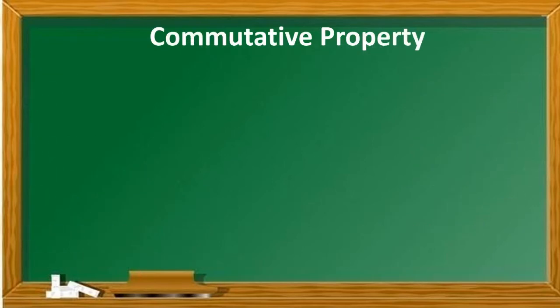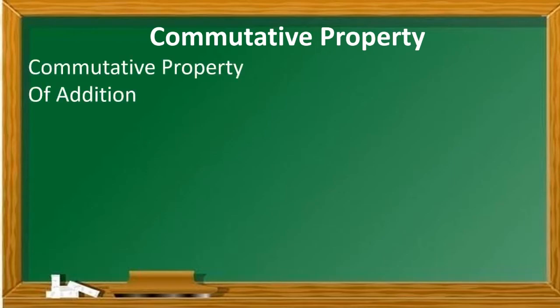commutative property. We have the commutative property of addition and the commutative property of multiplication. The commutative property of addition states that if a is an element of integer and b is an element of integer, then a plus b equals b plus a. The order of addends will not affect the sum. Let us have examples.